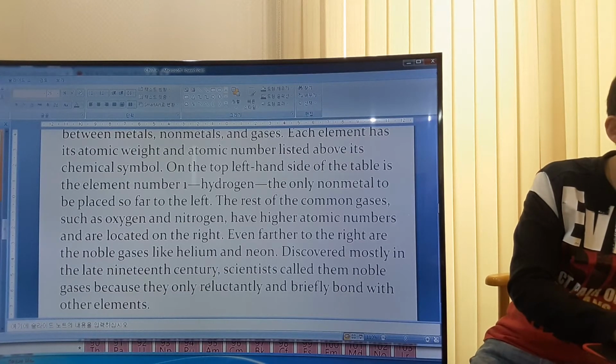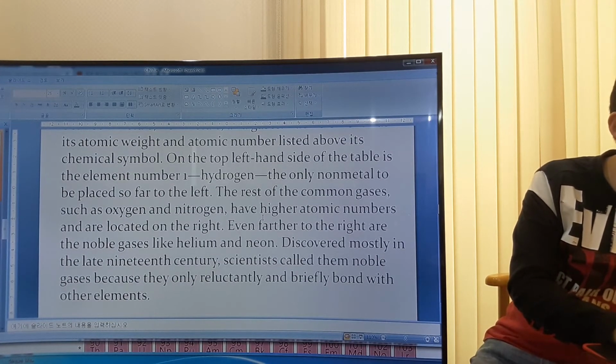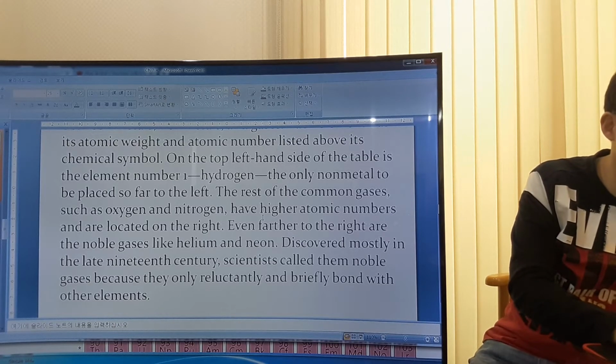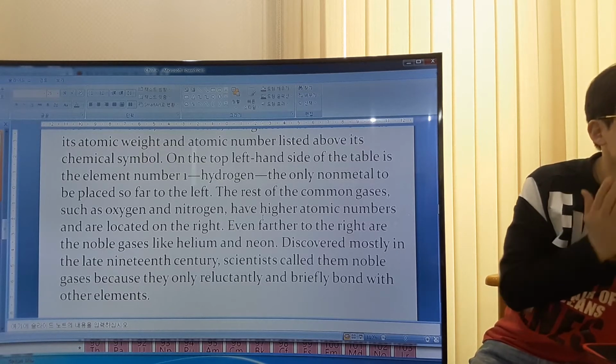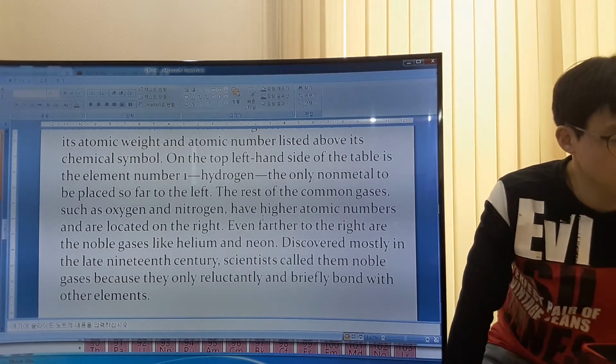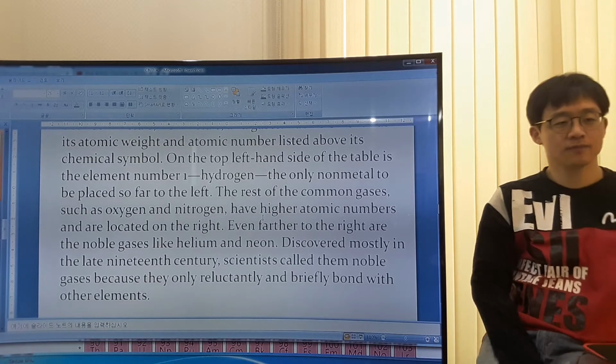Noble gases. Discovered mostly in the 19th century, which means 18 something, right? Scientists call them noble gases because they only reluctantly and briefly bond to the other elements. Do you understand?